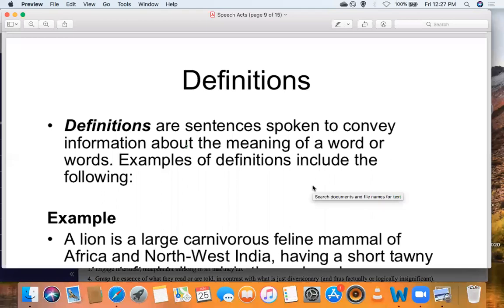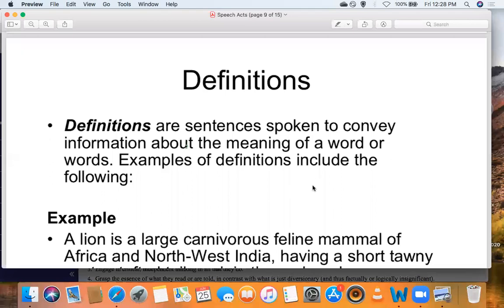Then we have definitions. Definitions are sentences spoken to convey information about the meaning of a word. So definitions are about providing meaning. Now, we had said that factual statements provide information about facts. Now we are saying that definitions provide information about the meaning of words, or the meaning of things, the meaning of phenomena.